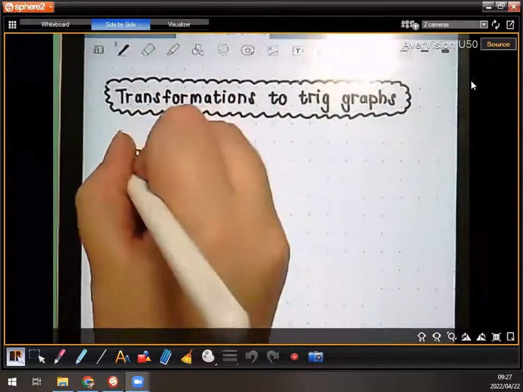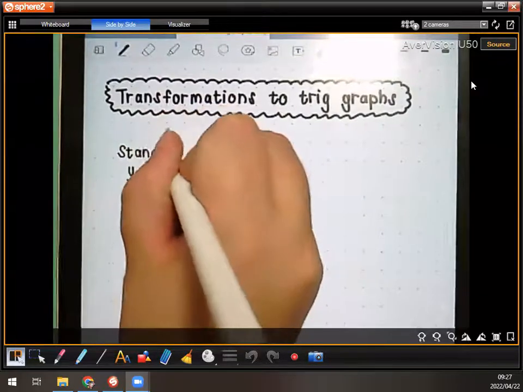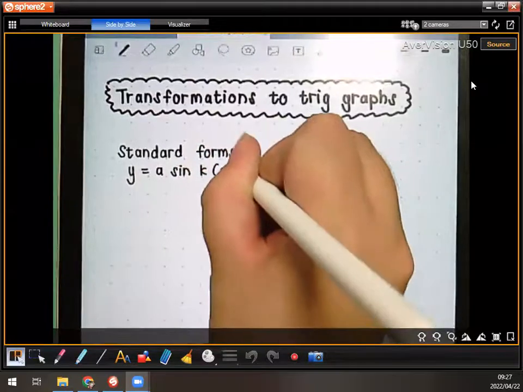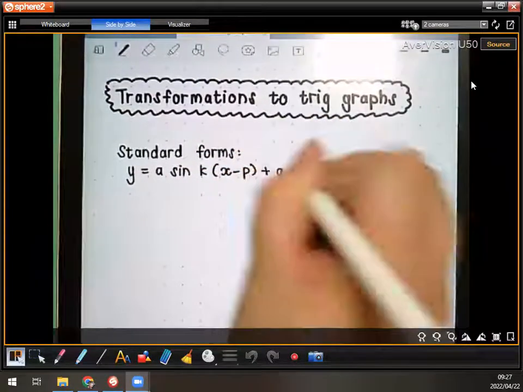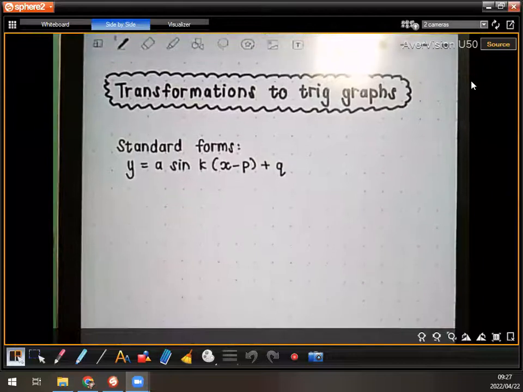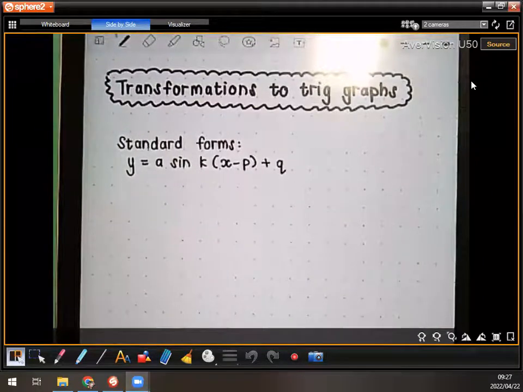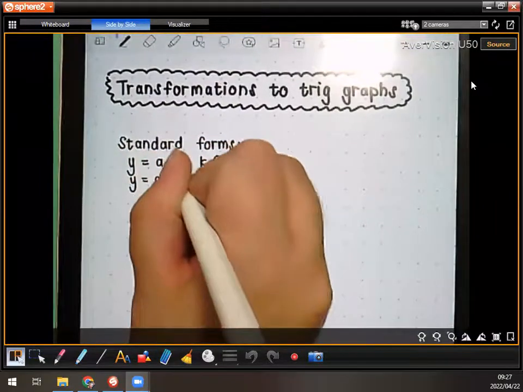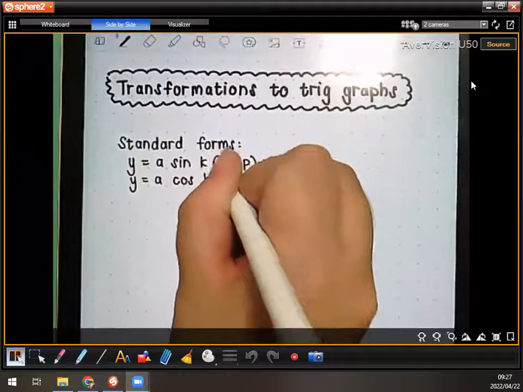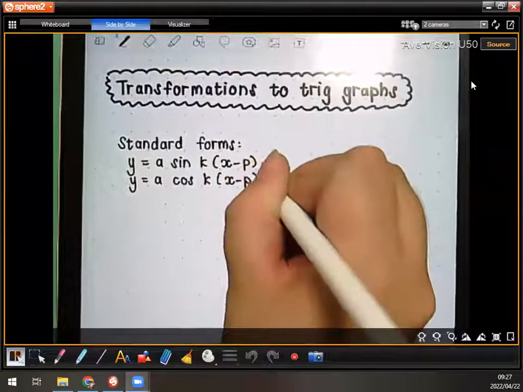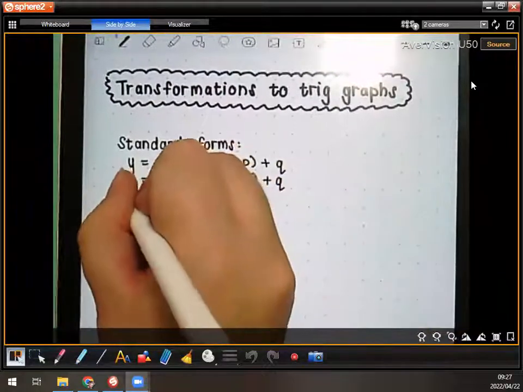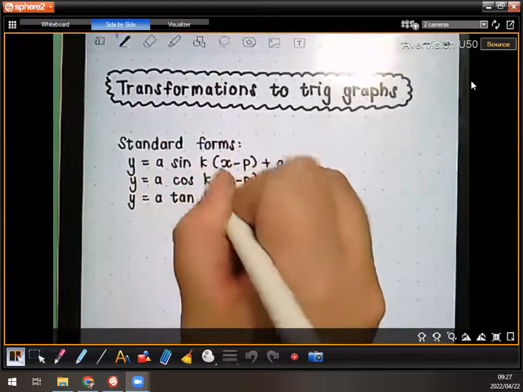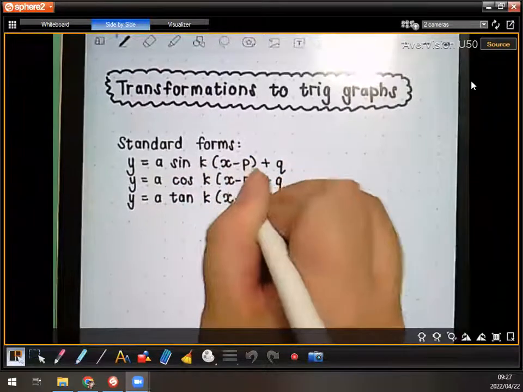All right, so for y equals a sin(k(x minus p)) plus q. And then we have the same for cos and tan. So we're going to do y equals a cos(k(x minus p)) plus q, and y equals a tan(k times (x minus p)) plus q.